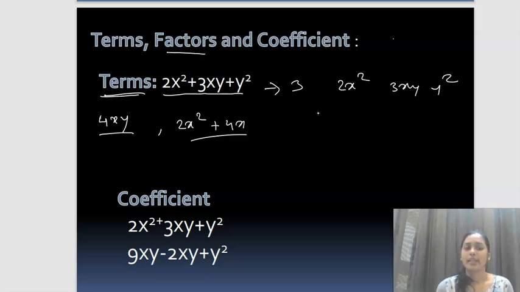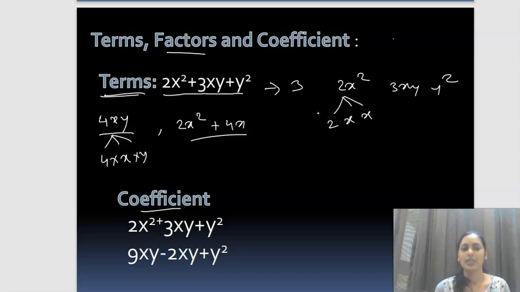Now factors. Factors of a term are the numbers or variables that are multiplied to form the term. For the term 4xy, the factors are 4, x and y. For the term 2x square, the factors are 2 multiplied by x multiplied by x. Now what is meant by coefficient? A coefficient is an integer that is written along with a variable. In the given example 2, 3 and 1 are the coefficients of the terms.